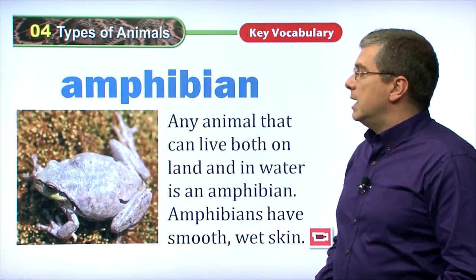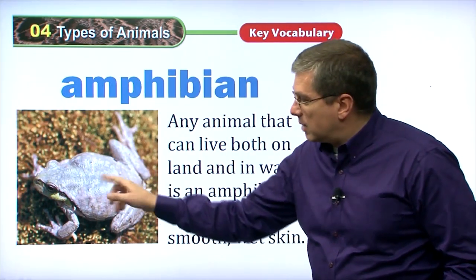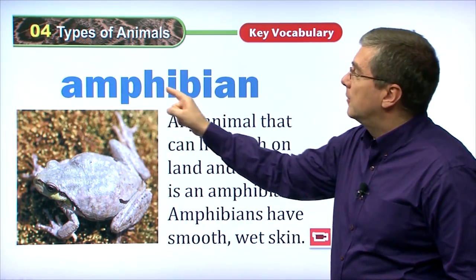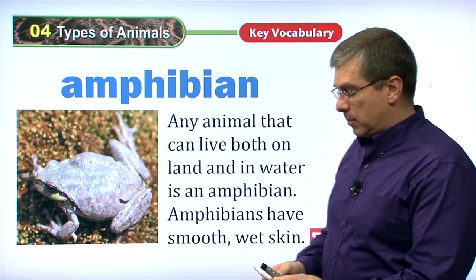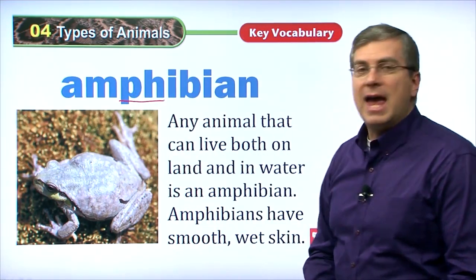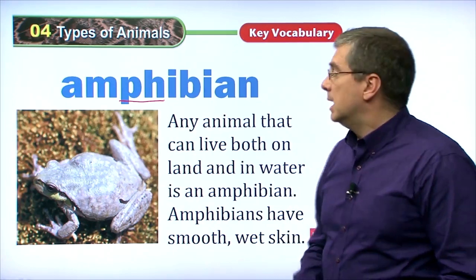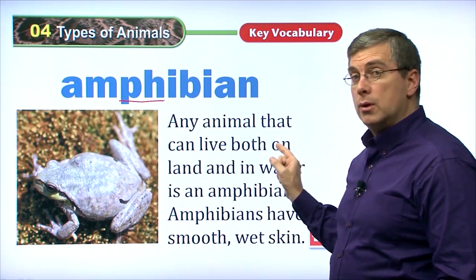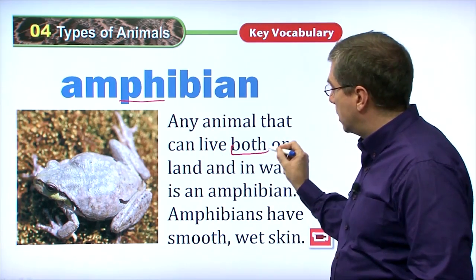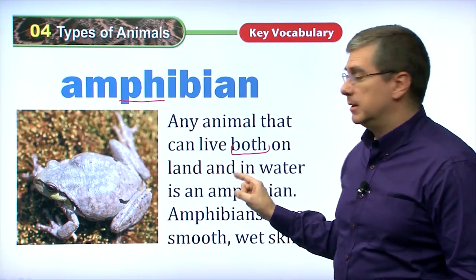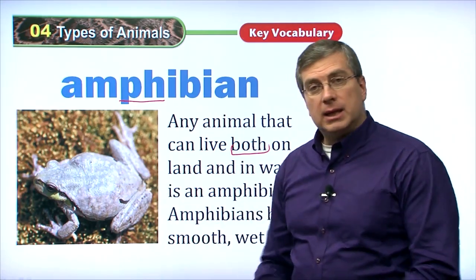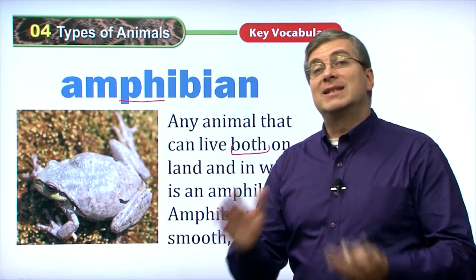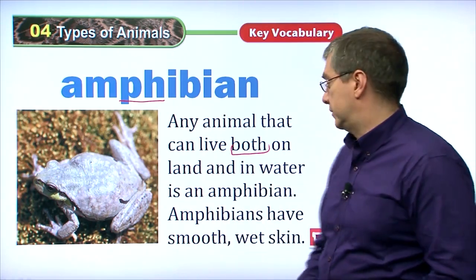Okay, let's move on. Sometimes we can see another type of animal. You might think, hey, that looks like a reptile, but it's not a reptile. It's an amphibian. Amphibian. Remember, PH sounds like F. Amphibian. So, an amphibian is any animal that can live both, that's the important point, both on land and in water. So, a frog can live on the land, no problem, but it can also live in the water, no problem. It's amphibian. It can do both things.